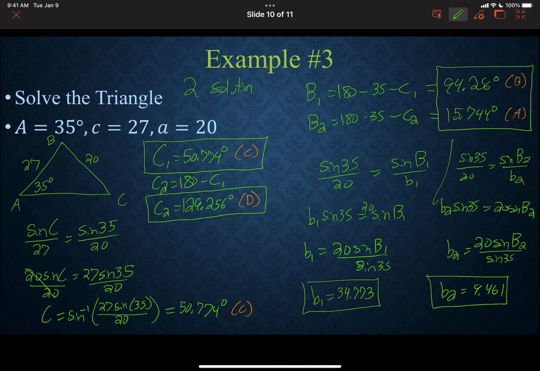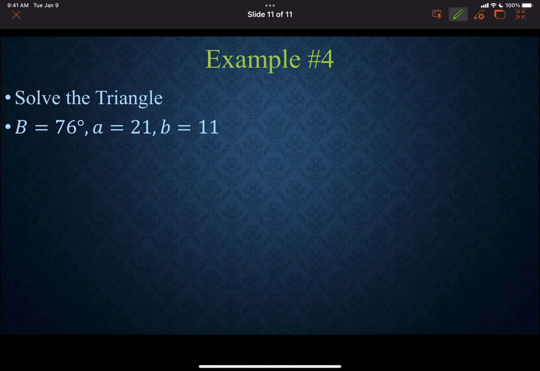All right, so that was our two-solution case. Now let's take a look at the no-solution problem. A lot of times no solutions can be fairly obvious at first glance. We see that side A is clearly bigger than side B. 21 is bigger than 11. It's much bigger. But angle B is already a pretty large angle. Angle B is 76 degrees. So my red flag is already up just by that, because that's a little too big for this to still work out.